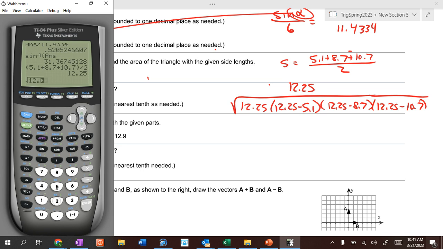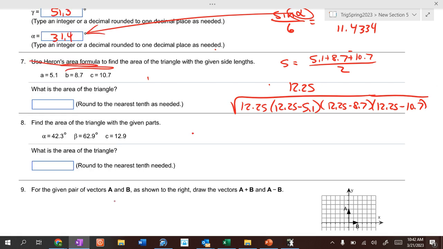So it's 12.25 times 12.25 minus 5.1 times 12.25 minus 8.7 times 12.25 minus 10.7, which is 21.95 or 22.0.